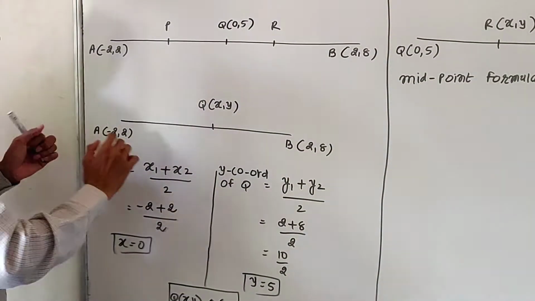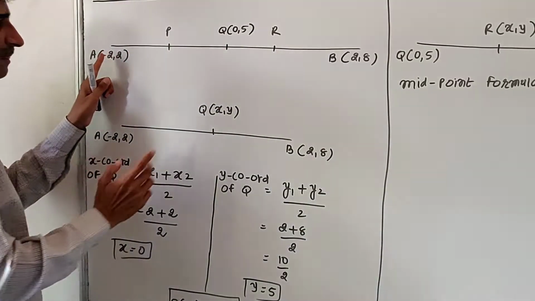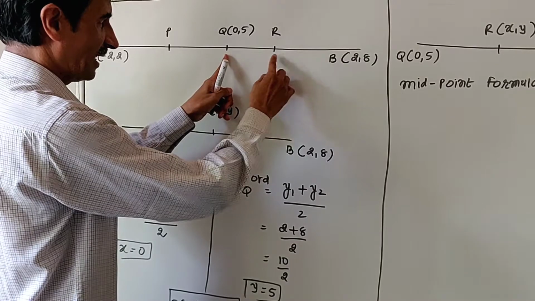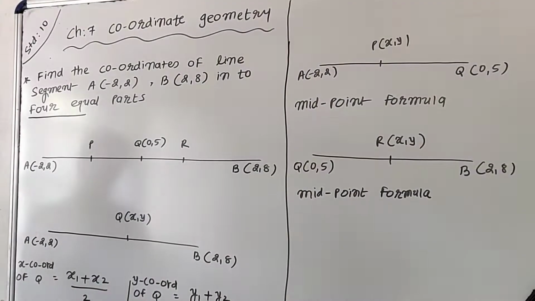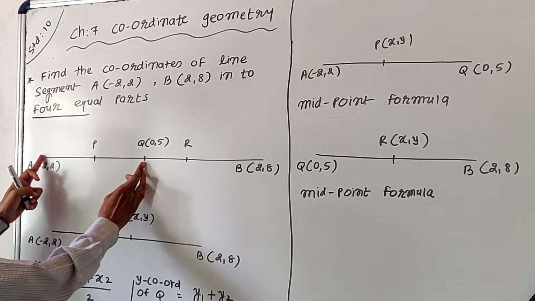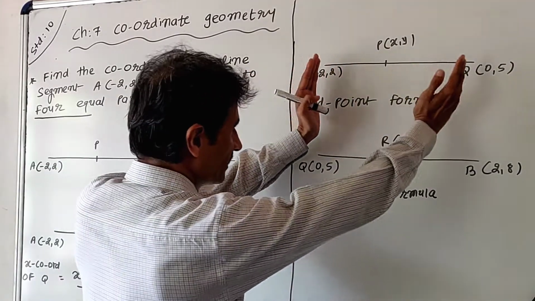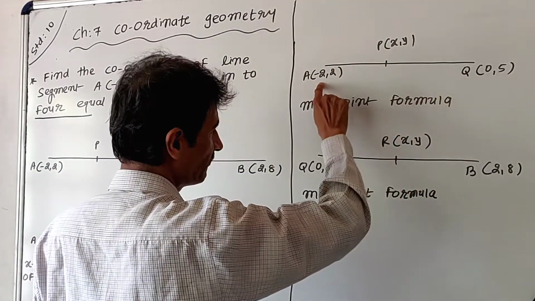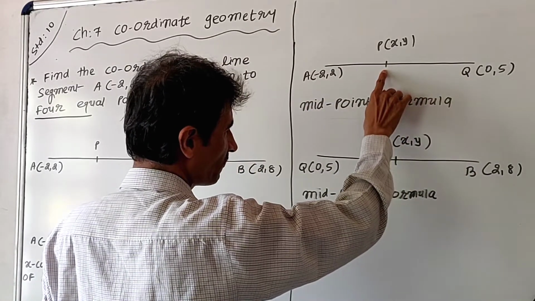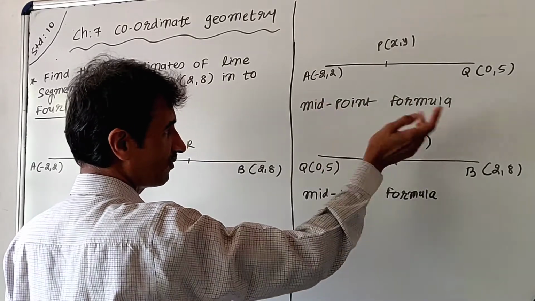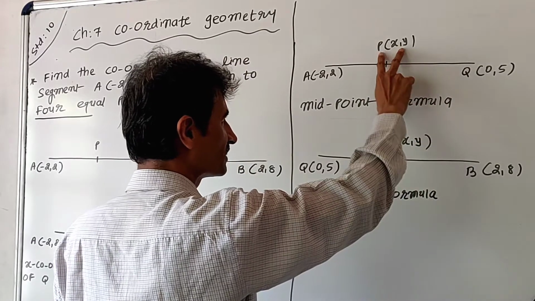Now you can again see here the AQ is there and P is again the midpoint, and QB and R is the midpoint. Now we can go for the next part. Here you can see A and Q, and P is the midpoint. I want to cut down this portion and draw here A and Q. You know very well, A is (-2, 2) and Q is (0, 5). Now P is the midpoint. Again you can apply the midpoint formula, (x1 plus x2) by 2 and (y1 plus y2) by 2. Now you have the answer P.